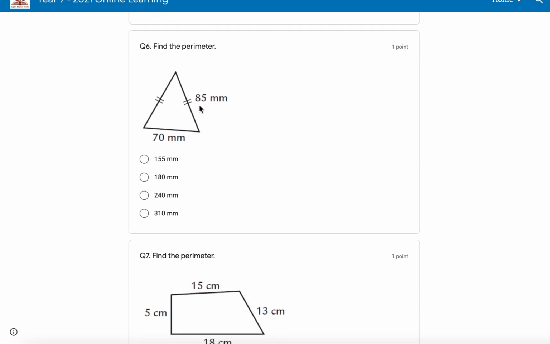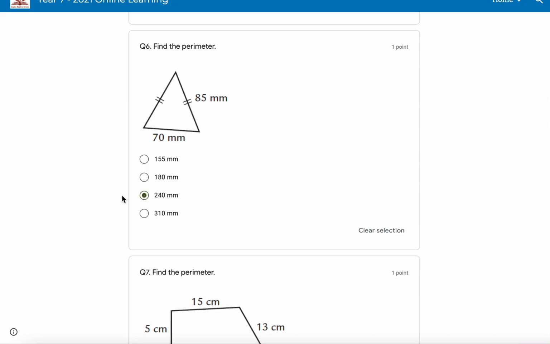Okay, here we've got an isosceles triangle. So we've got 2 sides the same in this triangle and 1 side that's different. So again, we just need to add up all the different sides. So we've got 85 here, and remember this side is the same as this side because it's got the same marking. So we've got another 85 here. So we need to add 85 plus 85, and then this last side here, which is 70. So we end up with 240 millimeters.